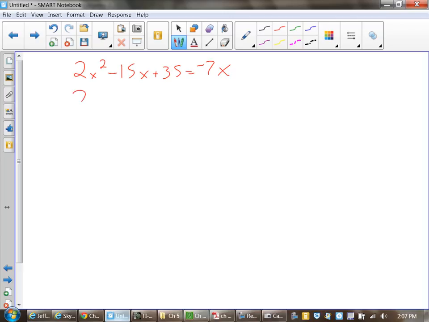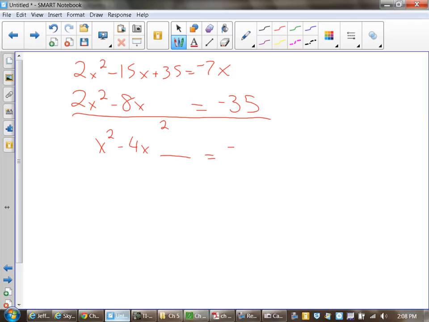Add 7x over. We have 2x squared minus 8x. I'm going to go ahead and just do this right away. I know I'm going to have to move my value of c. But the other thing is that in order to be able to complete the square, the one rule that we have is that a has to equal a positive 1. In order to get a equal to a positive 1, what do I have to divide everything by? 2. Divide everything by 2, you wind up with x squared minus 4x blank equals negative 35 over 2. And just leave it as that for right now.